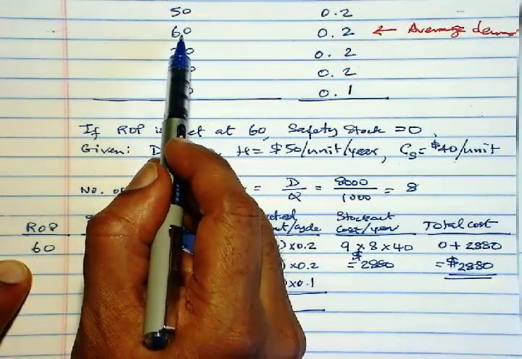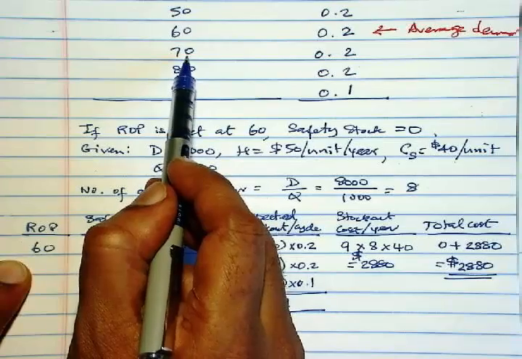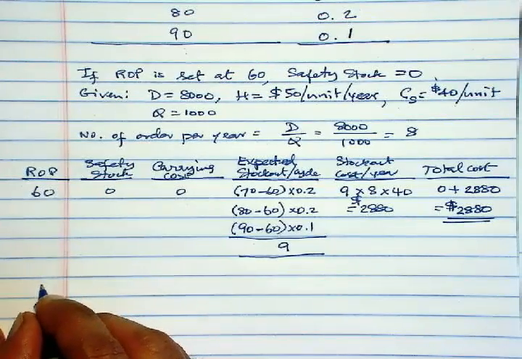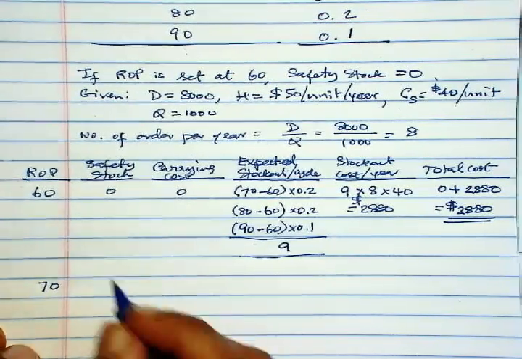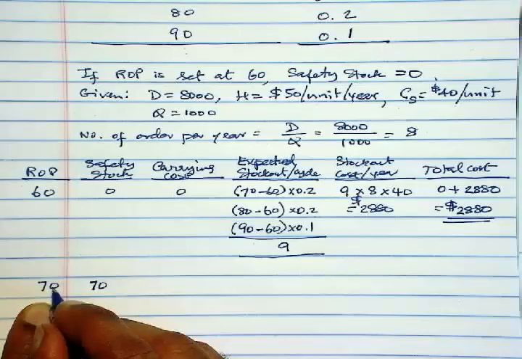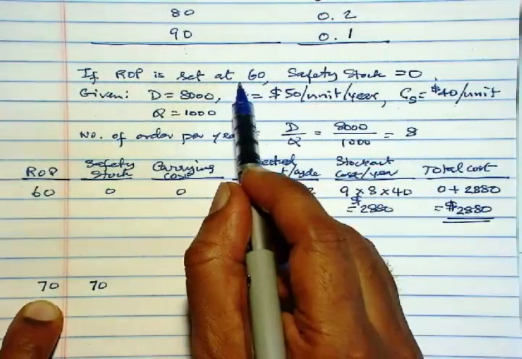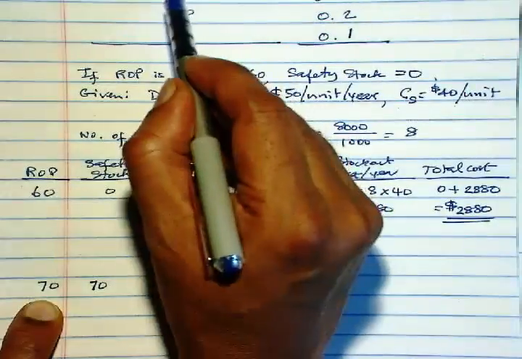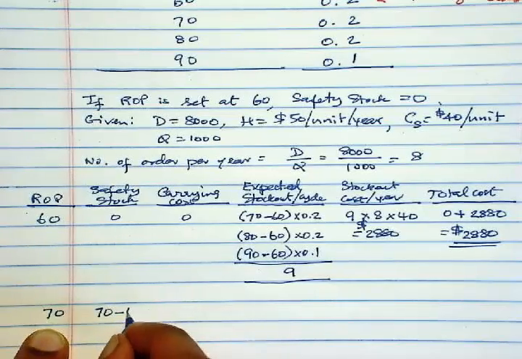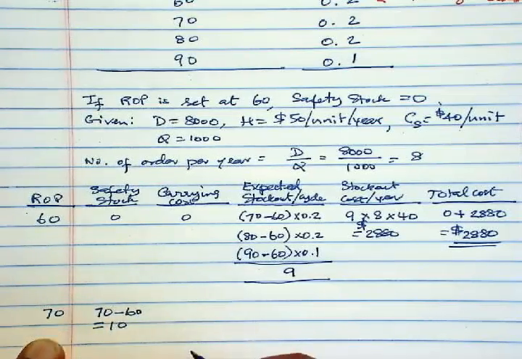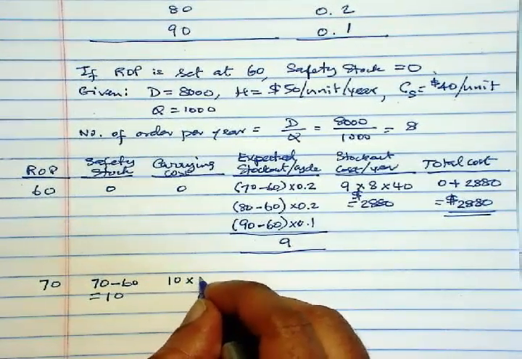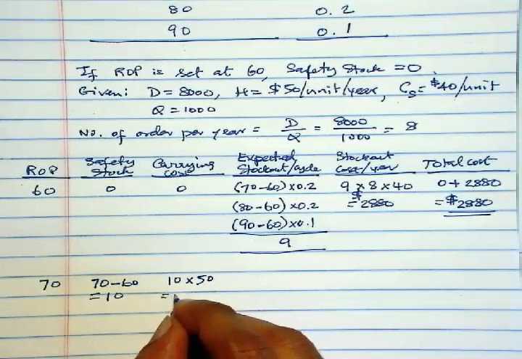Okay. So now we need to consider what happens if we set the reorder point at 70. So if we set the reorder point at 70, now safety stock is, okay, 70 is the ROP, but the average demand is 60. So 70 minus 60 is equal to 10. So that's the safety stock. So carrying cost then is 10 times 50, which is $500.